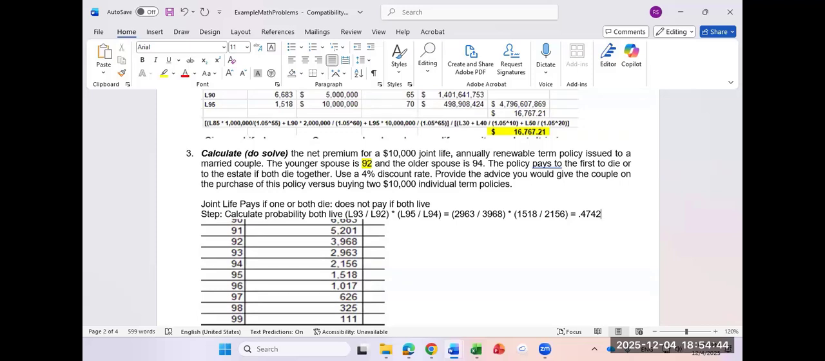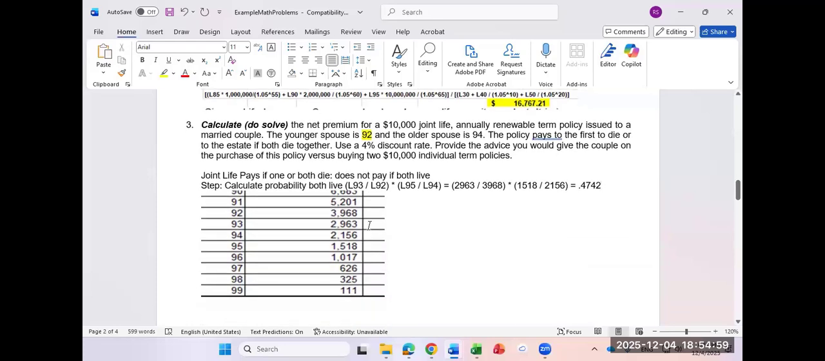Sounds sad. There's more than a 50% chance one of these people is going to die, but they're in their 90s. So give them a break. When you get up in your 90s, survival is getting less likely. All right, any questions on that? You start with that.